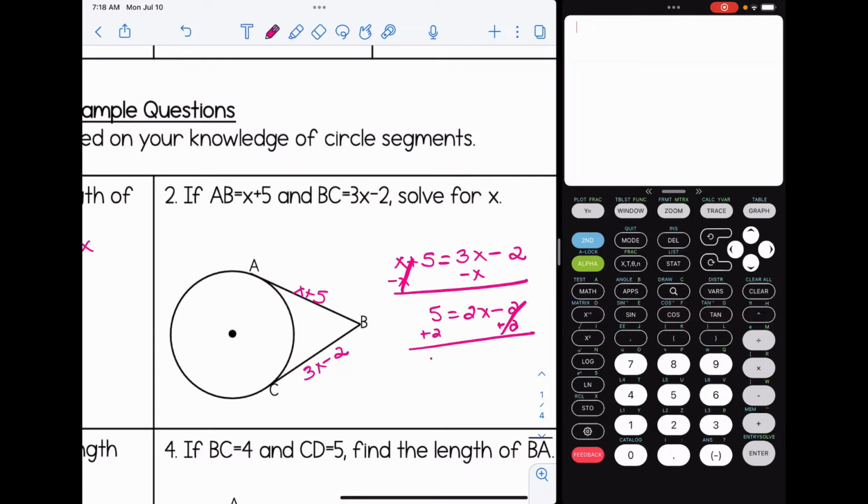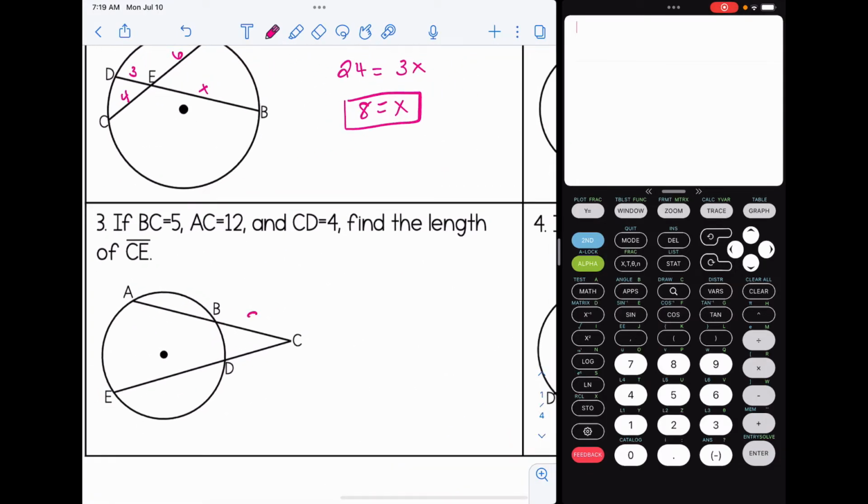So I have 7 is equal to 2x when I divide by 2. I'm going to get that x is equal to 3.5 in this case. So again, if you have two tangents that meet at the same external point, we are just going to set them equal to each other.